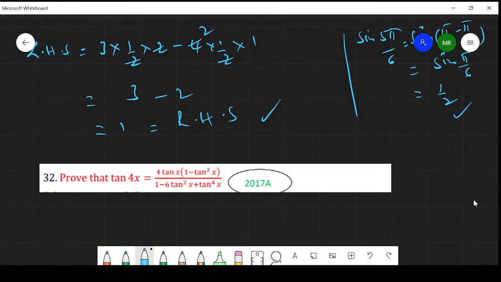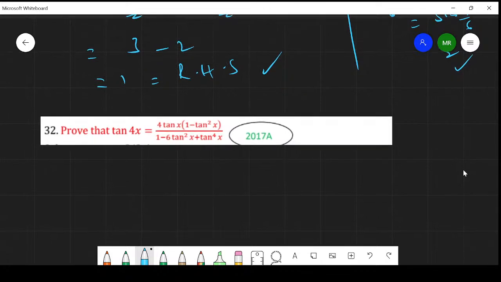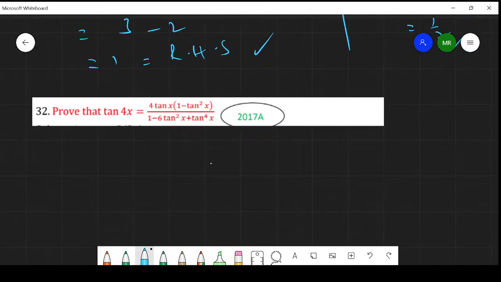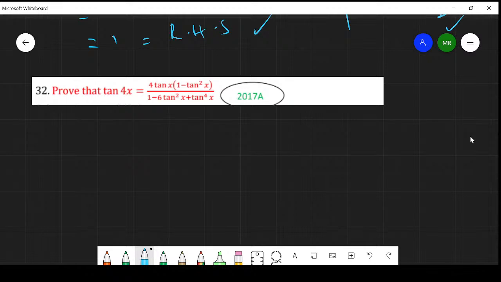Prove that tan 4x equals 4 tan x into 1 minus tan square x by 1 minus 6 tan square x plus tan power 4x. To know this, we should remember what tan of x plus y is. Tan of x plus y is tan x plus tan y by 1 minus tan x tan y. You remember this formula.